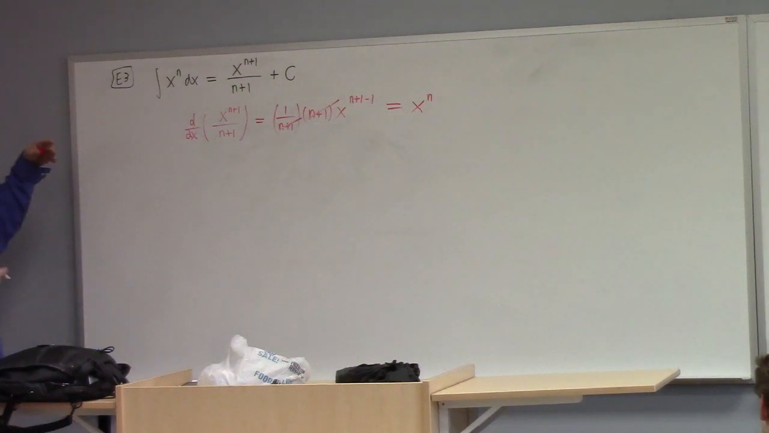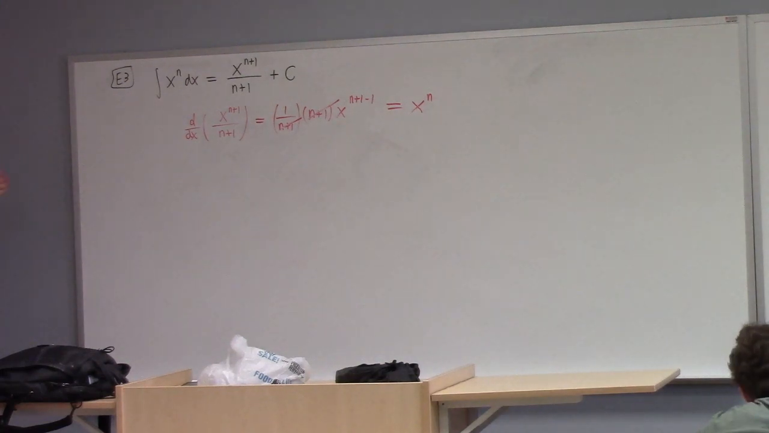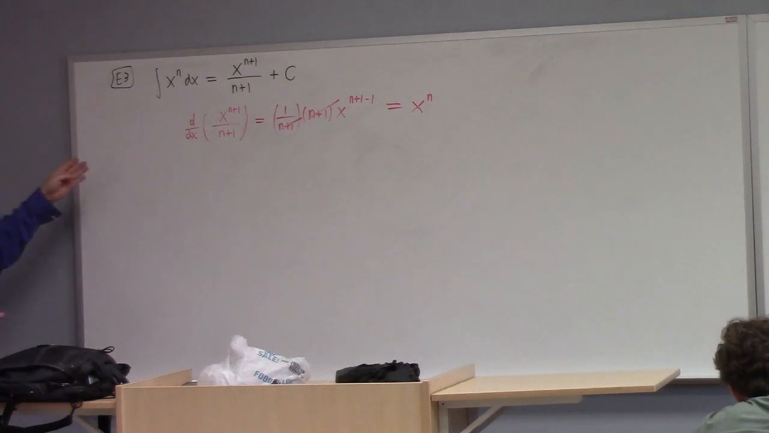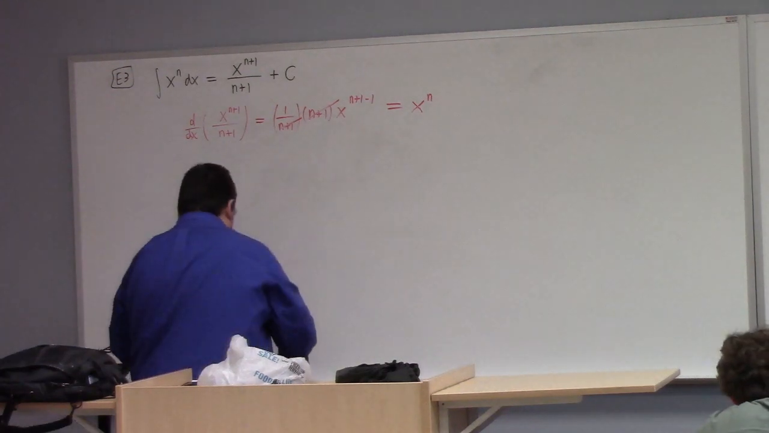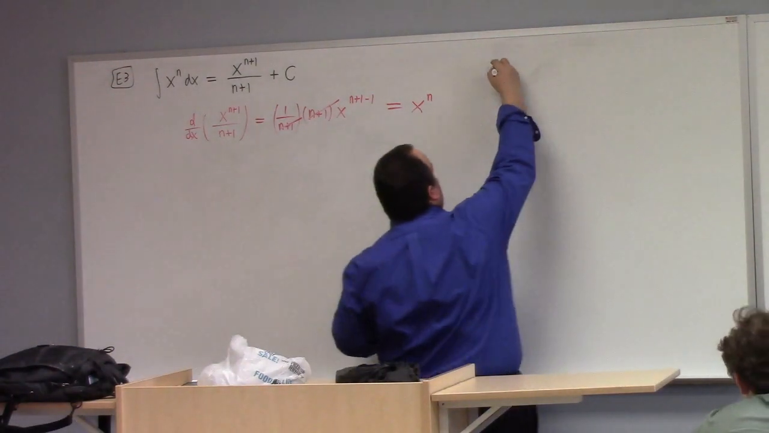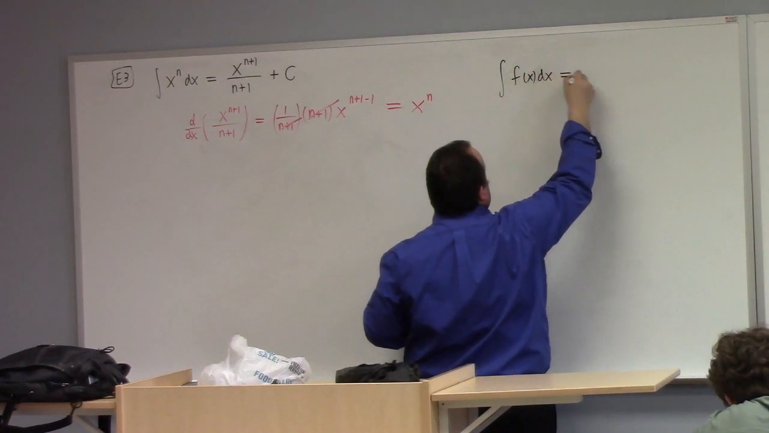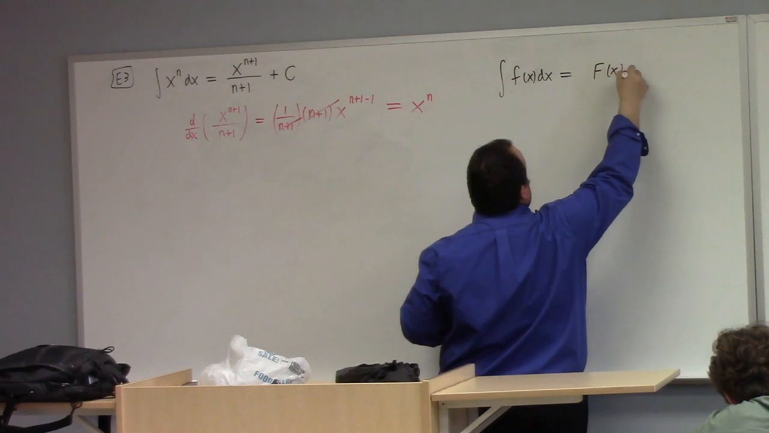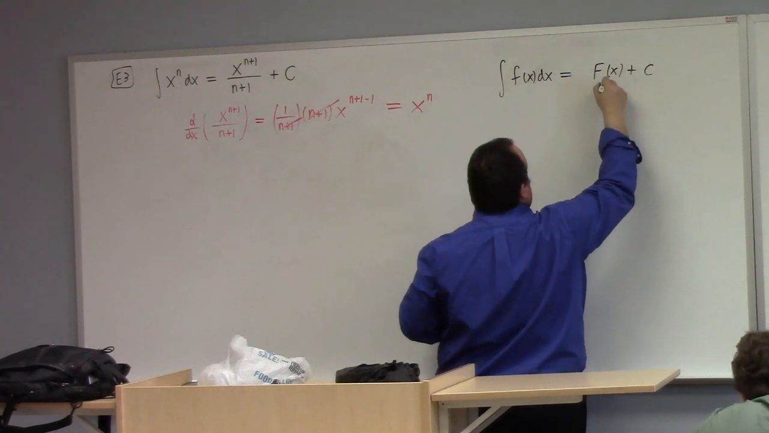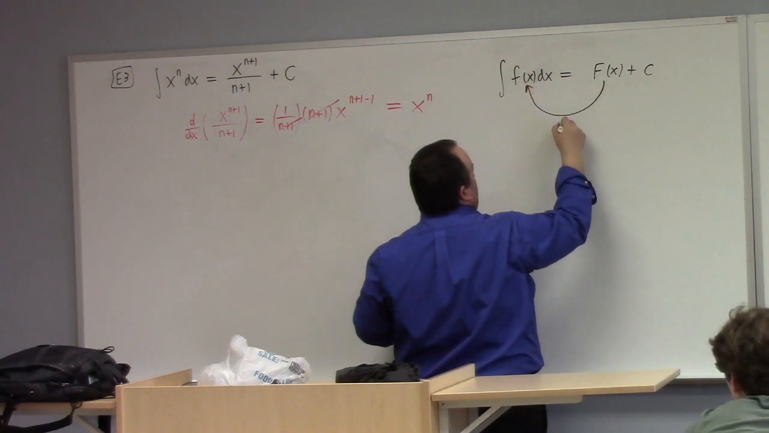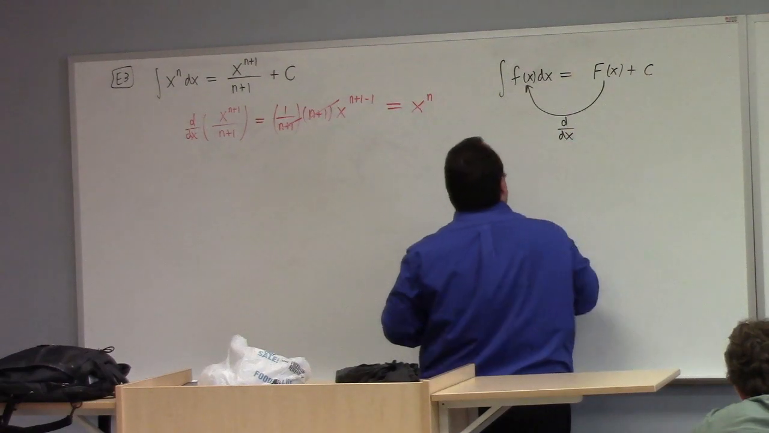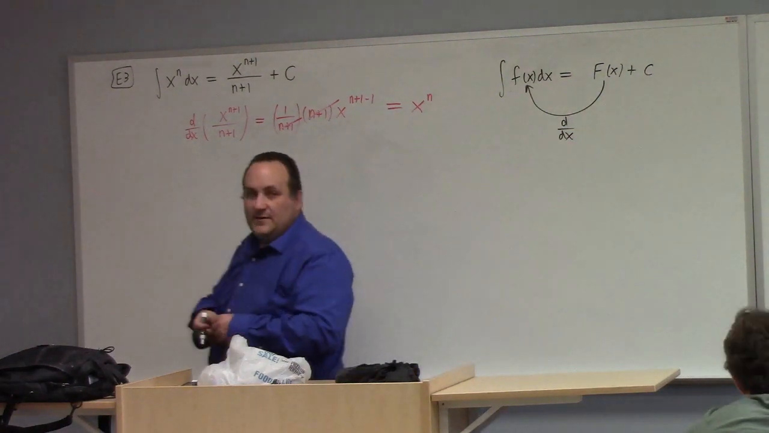That is what must be true for the integral to be legitimate. It's a legitimate integral if when I differentiate the integral, I get back to the integrand. That's the way it has to work. So a picture of what's going on is this. The integral of f of x dx is equal to big F of x plus a constant. It must be that this takes us back to here under differentiation. And that has to happen. All right?